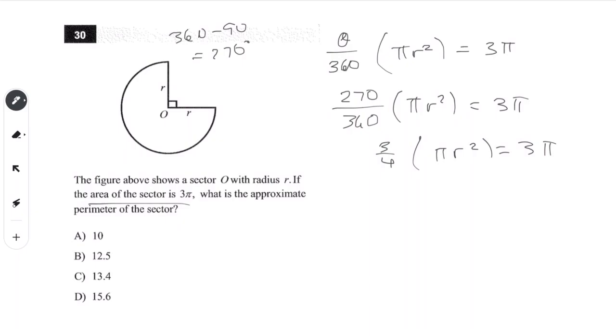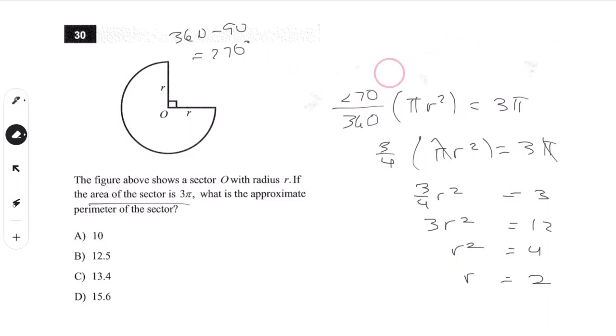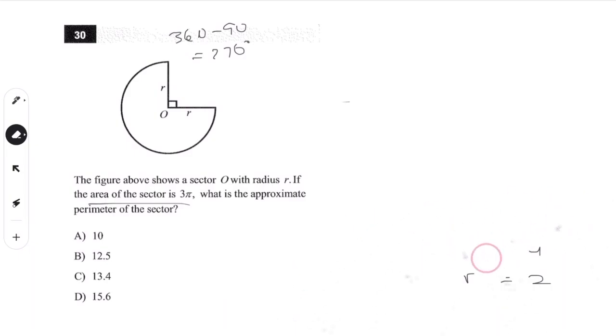Now what we can do is start simplifying everything. We can divide both sides by pi, so we have 3/4 r squared is equal to 3. We can multiply both sides by 4, so we get 3r squared is equal to 12. Divide both sides by 3, we get r squared is equal to 4, and so therefore r is equal to 2. Alright, with that information, now I can go to the next step.